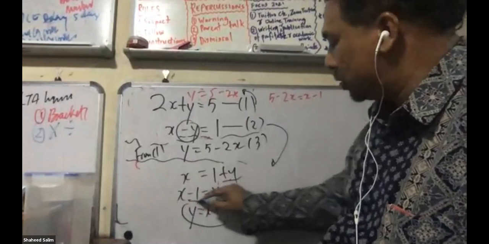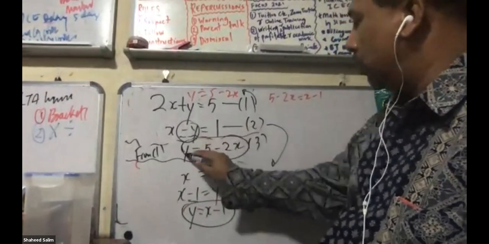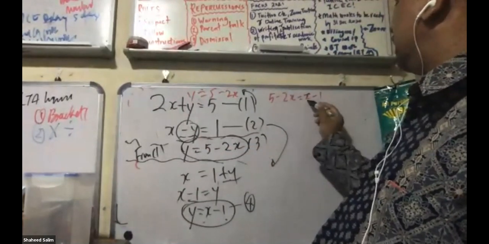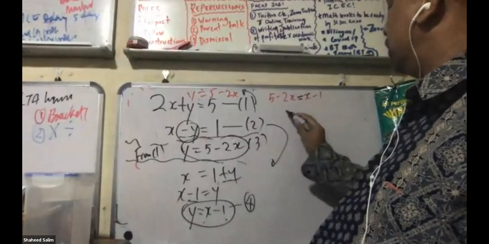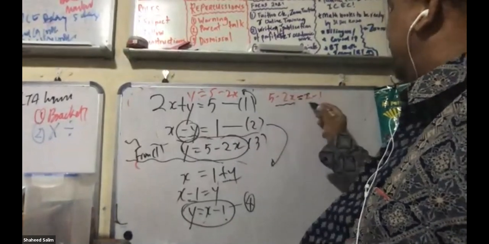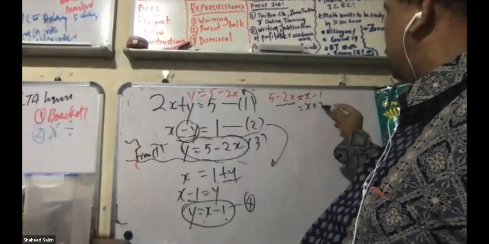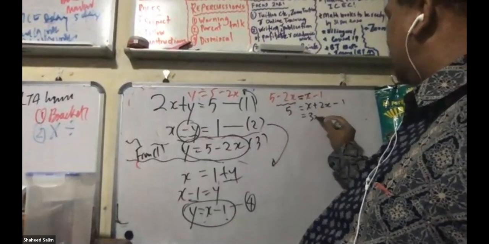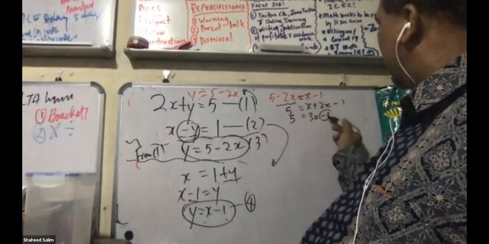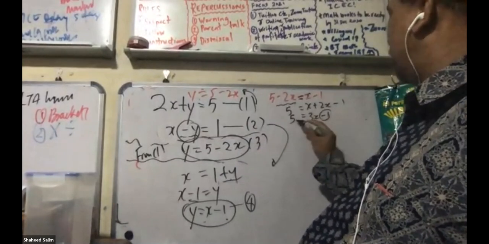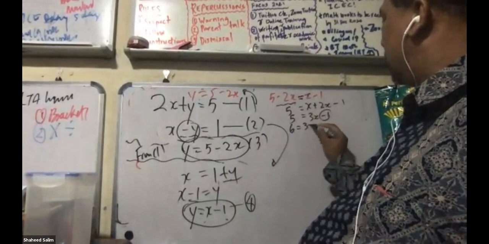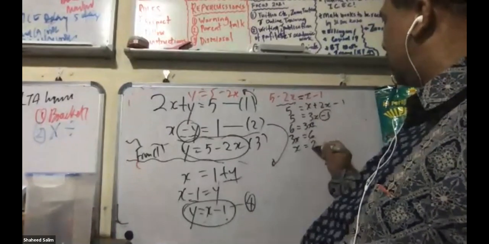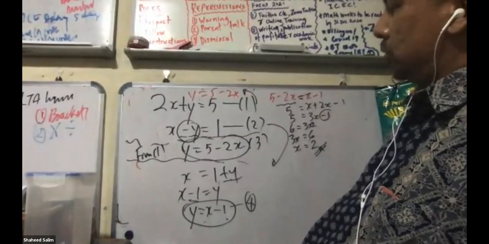So now down here, you can put them together. Y equals to 5 minus 2x, y equals to x minus 1. So 5 minus 2x equals to x minus 1. I don't like to have minus x, so I bring it to the other side. So we get x plus 2x minus 1 equals to 5. So this becomes 3x minus 1 equals to 5. Now I bring the minus 1 over that side, becomes 5 plus 1, 6. 3x equals to 6, correct? X equals to 6 divided by 3 equals to 2. I get x equals to 2.